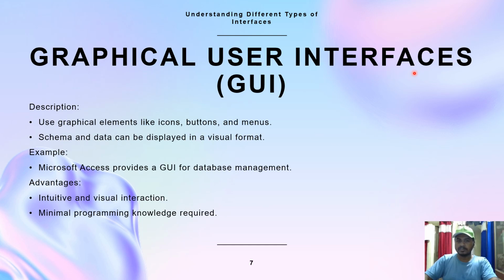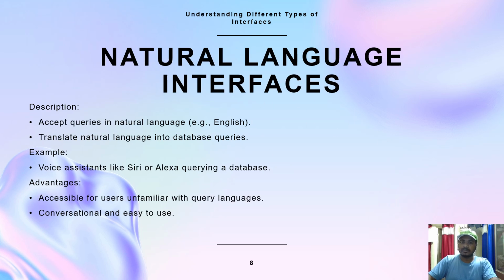Next, graphical user interfaces, that is GUI. The basic description is use graphical elements like icons, buttons, and menus. Schema and data can be displayed in a visual format. Example, Microsoft Access provides a GUI for database management. The advantage is intuitive and visual interaction. Minimum programming knowledge required. So it is like a graphical user interface, with icons, buttons, and menus in a visual format, so it is very interesting to see and use.